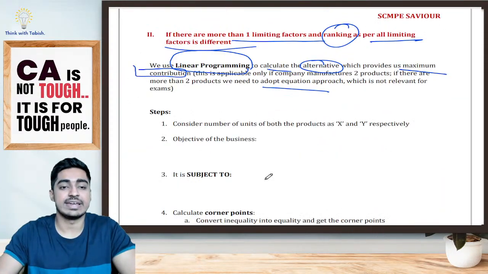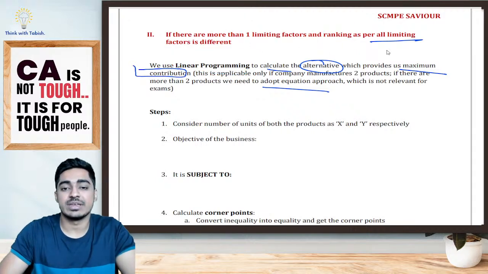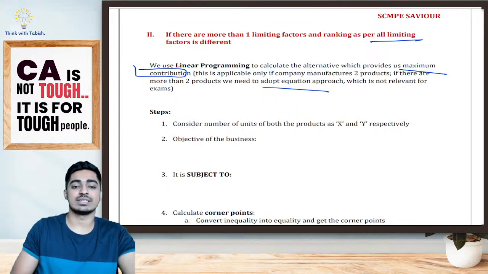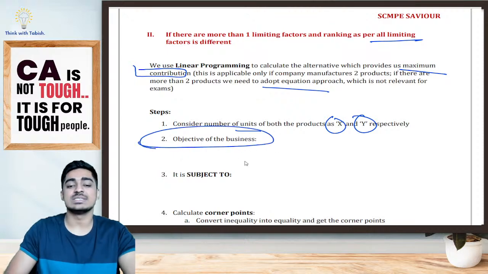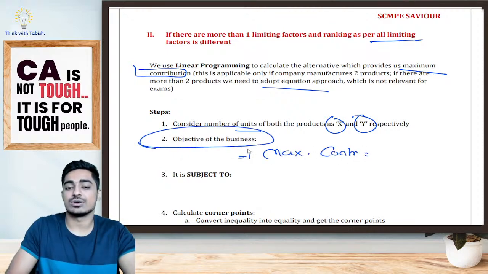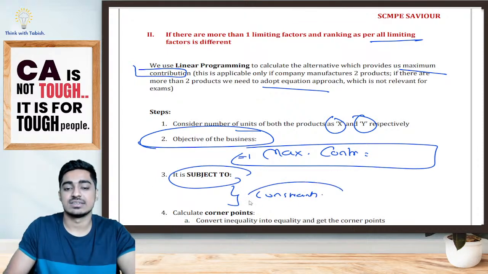So how do we take a decision? Come back to the notes. We are going to use linear programming. How do we use linear programming? Look at the steps. First, consider the number of units of product as X and Y. What is the objective of business? Maximize the contribution. We'll write the contribution. It is subject to constraints; write down all the constraints.